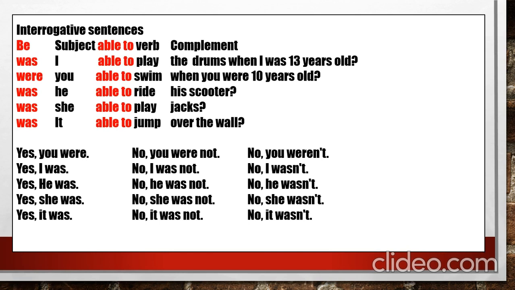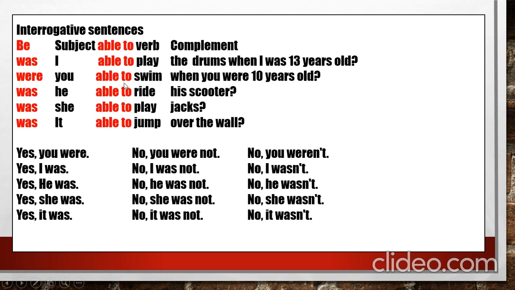Interrogative. First, we write the verb to be, was, or were. It depends on the subject that we are going to use. So here we have I was, or was I, in this case, was I able to play the drums when I was 13 years old? Yes, you were, or no, you were not. If you want to use the contraction, you can say no, you weren't.